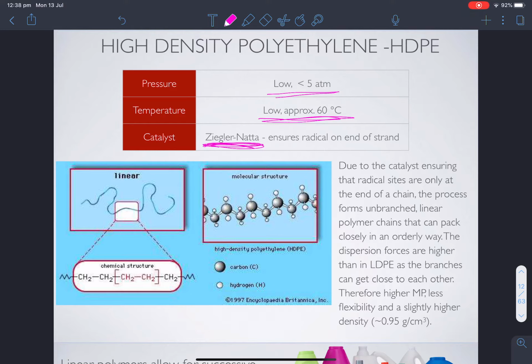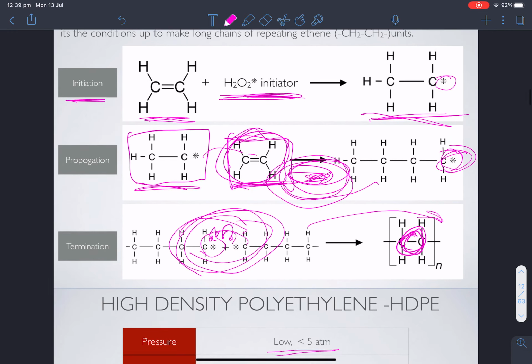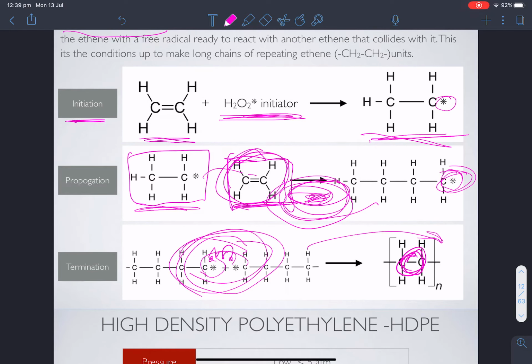What this catalyst does though, if you don't want to remember the name, remember what it does. For high density polyethylene, we use this catalyst, and this catalyst makes sure that the radical is always on the end of the strand. Like I've got up here, the radical had to be on the end of the strand when there was only two, but here the radical is on the end. And the catalyst will also come along and make sure that no matter how long this chain is, that radical point will always be on the end of the chain.